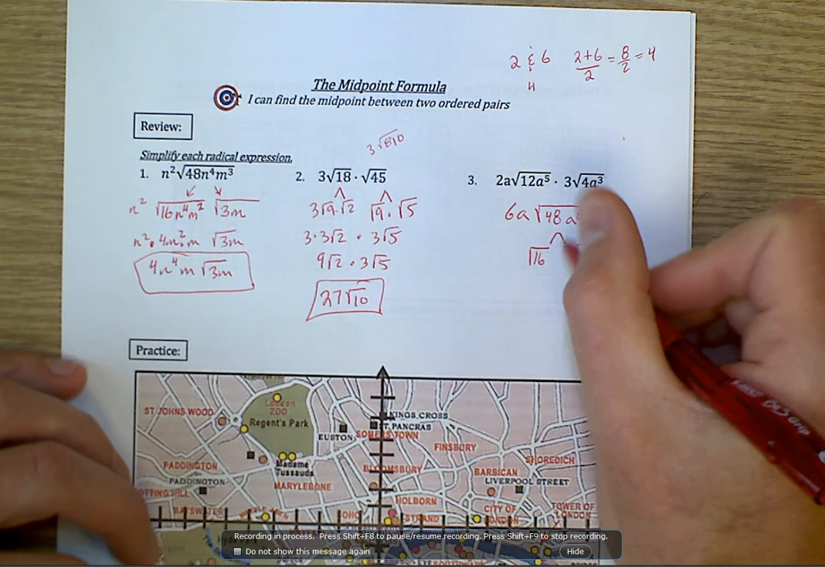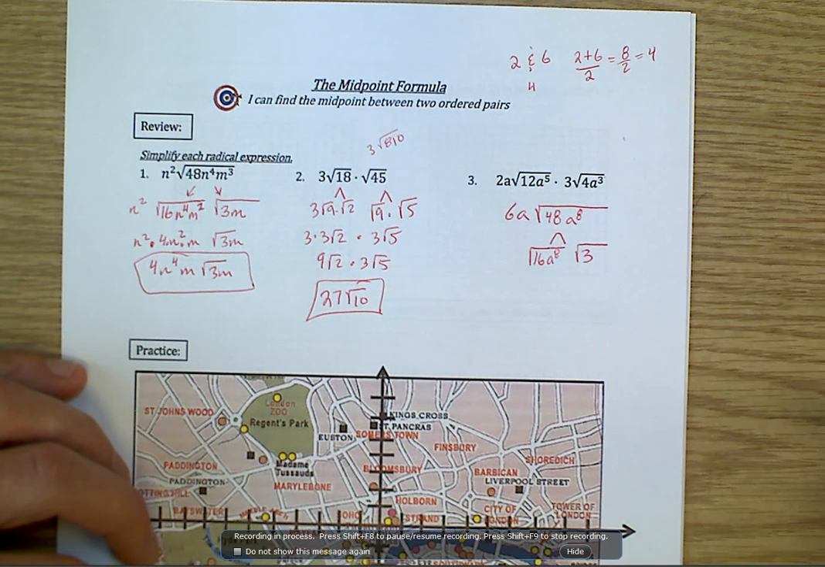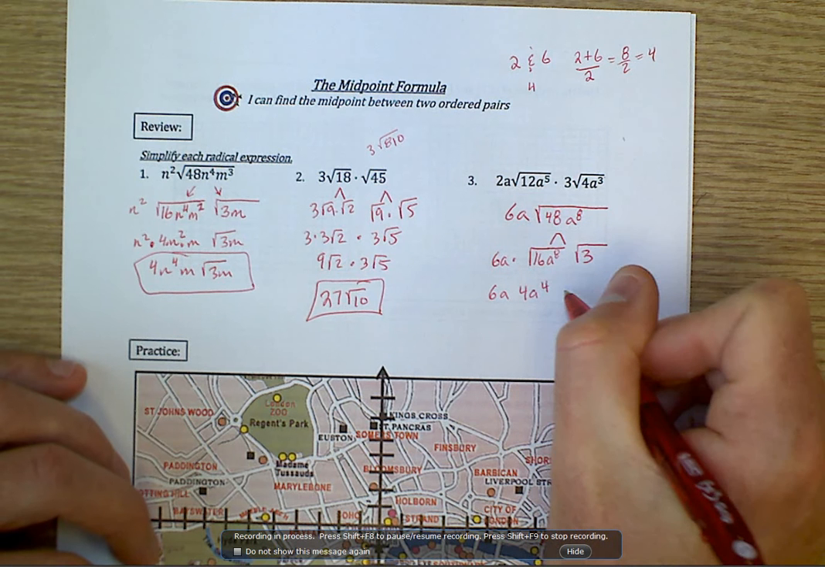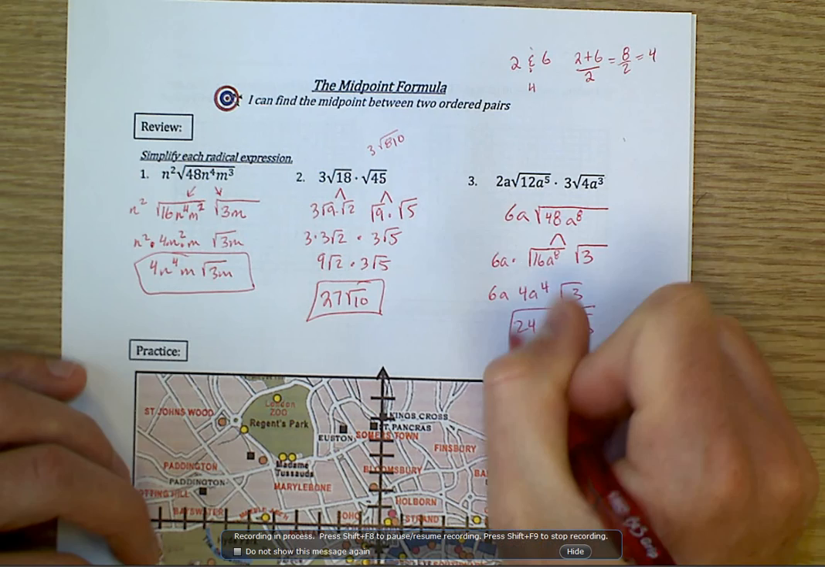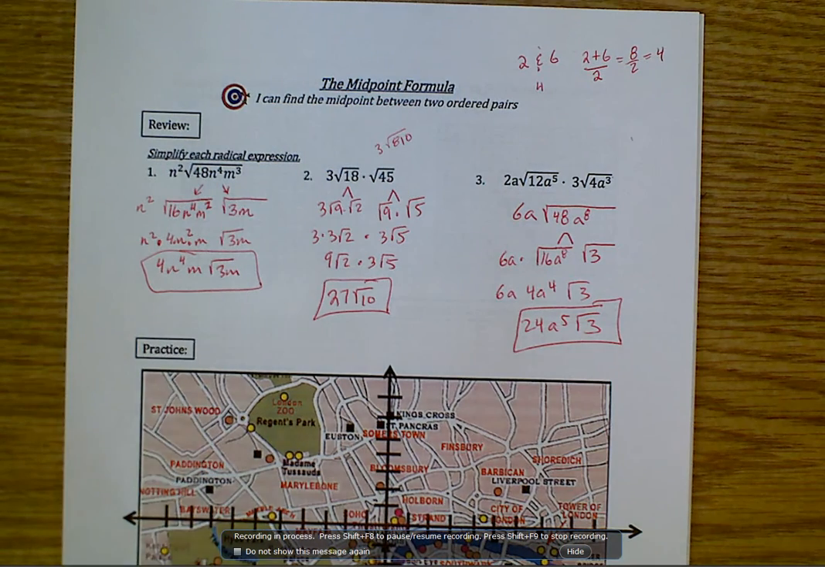A8, since that's even, you bring all the even ones over. There's no leftovers. 6a is still out in front. And then you take the square root of 16a to the 8th, so 6a, 4a4, square root of 3, so 24a5 square root of 3. Okay? Now, those are difficult, and that may not make perfect sense to you, but that's why when you come to class, you can ask some questions.